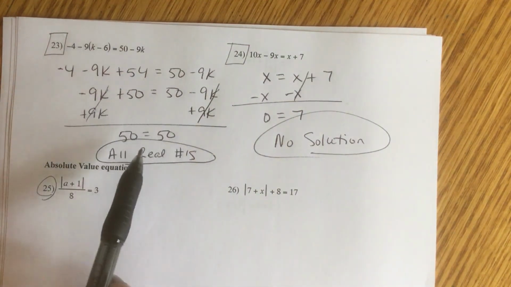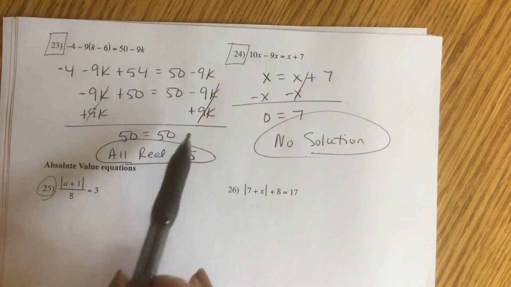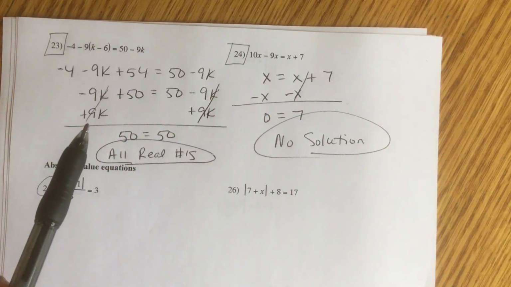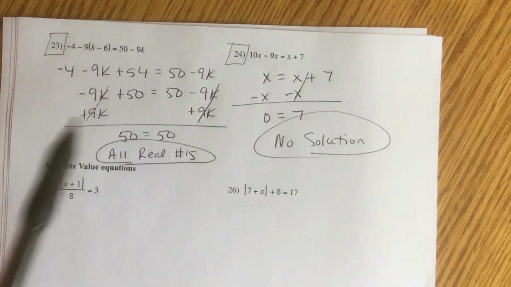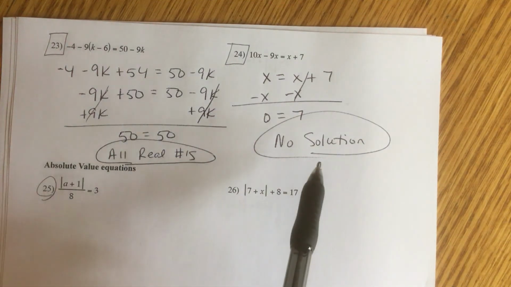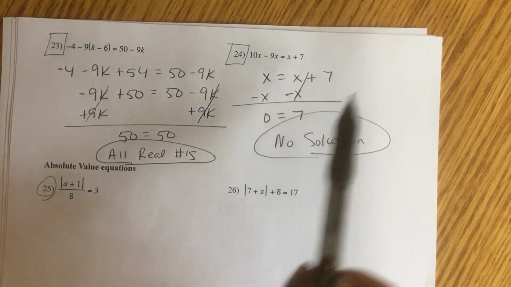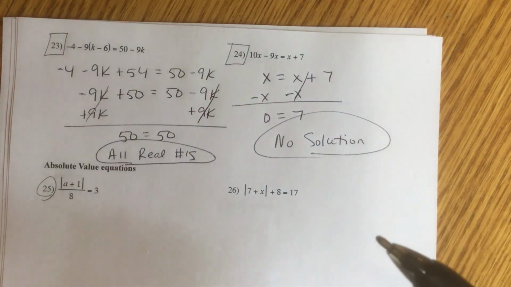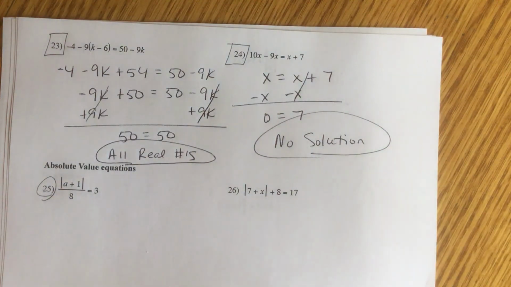When all of your letters cancel out and you get something that's always true, it's all real numbers, meaning that you could plug any number you wanted to in for the variable and it would work. It would be true. No solution happens when all your letters cancel out and you get something that can never be true, and therefore you say no solution. Okay? Hopefully that makes sense to you all.